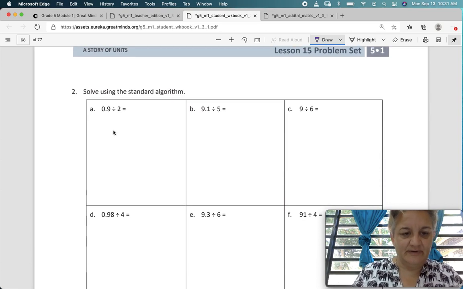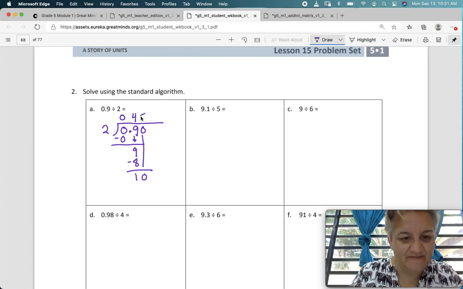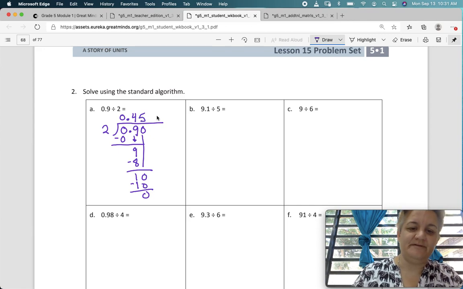So now I'm just going to use the standard algorithm, okay? And I might need to add some zeros. How many times does 2 go into 0? 0 times. 0 times 2 is 0. So I'm going to bring down the tenths. 2 into 9 tenths goes 4 times. 4 times 2 is 8. That means I have 1 tenth left over. So I'm going to add a 0. And now I have 10 hundredths. And 2 into 10 hundredths goes 5 times. 5 times 2 is 10. And now I have 0 left over. So my answer is 45 hundredths.